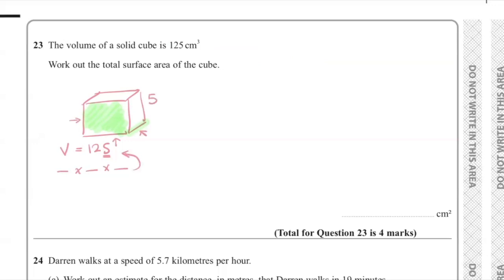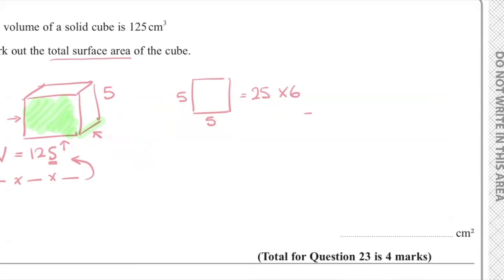I've got to work out the total surface area. So one face would be 5 times 5, which is 25. You've then got to think about how many faces there are. There are 6. The dice can help with that one because they're numbered, aren't they? So they're numbered 1 to 6. There must be six faces. So you're going to times through by 6 and get an answer of 150 centimeters squared.